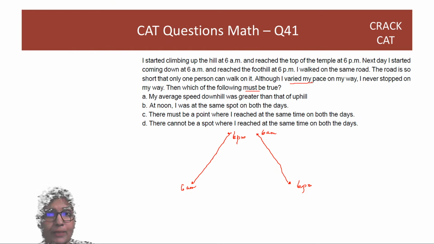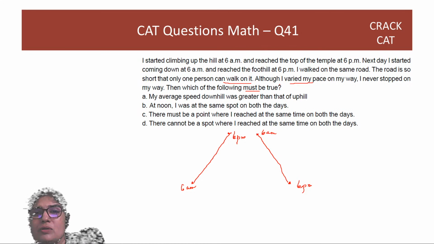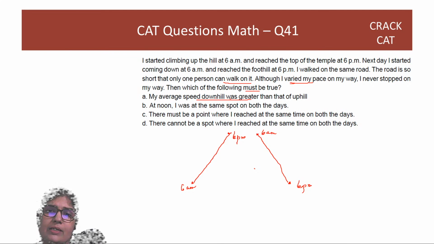You vary your pace and you never stop. Okay, so you vary your pace, and only one person can walk on this road. So there's not much that you can say if you keep varying the pace. The only thing you can say is, okay, time is the same. So if time is the same, then the average speed also must be the same. So this is wrong. Your average speed uphill is the same as the average speed downhill because the same distance, same time. So A is out.